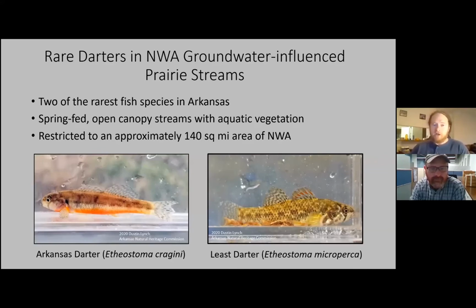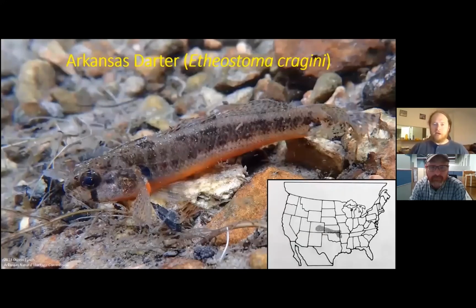These are species that in Arkansas are restricted to an area of about 140 square miles, and every known occurrence is either in or near this rapidly urbanizing area. The Arkansas darter, Etheostoma cragini, is not actually named for the state of Arkansas. That's kind of a misnomer. It was named for the Arkansas River Basin. And if you look at this range map, it's really a Great Plains species, with most of its range being in Kansas and eastern Colorado.